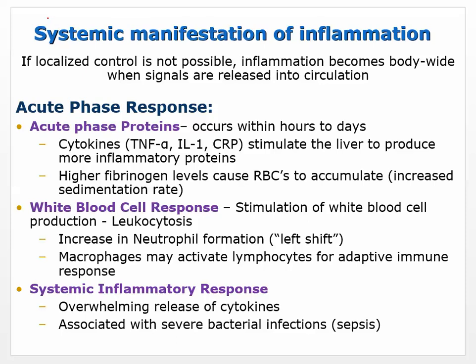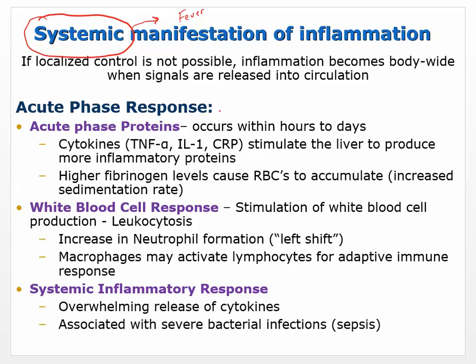Okay, systemic. So earlier we were talking about acute or local. Now we weren't able to control it locally, so we have a systemic response. And really one of the big indicators that there's a systemic response is fever, but it can also be increased white blood cell counts, stuff like that. So if localized control is not possible, inflammation becomes body-wide when signals are released into circulation.